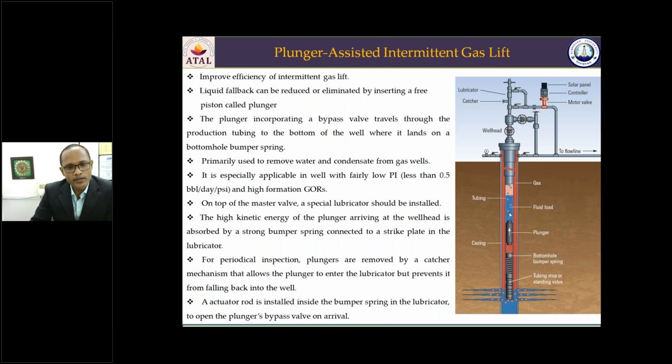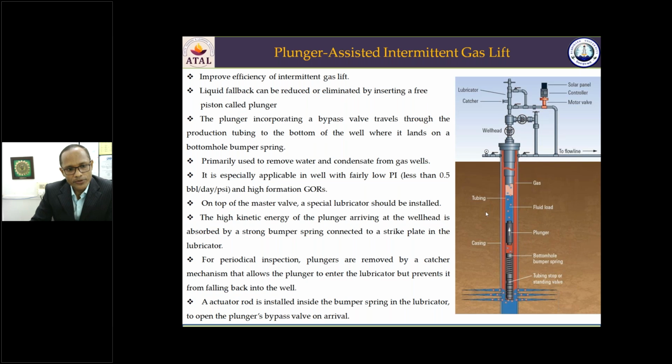When there is injection gas breakthrough and liquid fallback, the amount of fluid that we recover is less than the amount of fluid that collected at the bottom of the well. So the amount of fluid produced from the well decreases. In order to remove this injection gas breakthrough and minimize the liquid fallback, a plunger is installed in between the injected gas and the fluid.